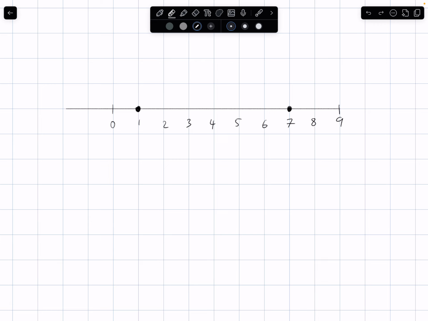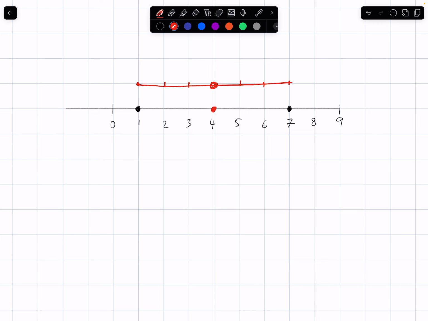Well, the midpoint should be right in the middle, right? So how far is this? Starting from the starting position, it's 1, 2, 3, 4, 5, 6. So this is a distance of 6, right? That means the middle point should be right in the middle at 3 away from the start, which should be right there. So that makes the middle position 4.